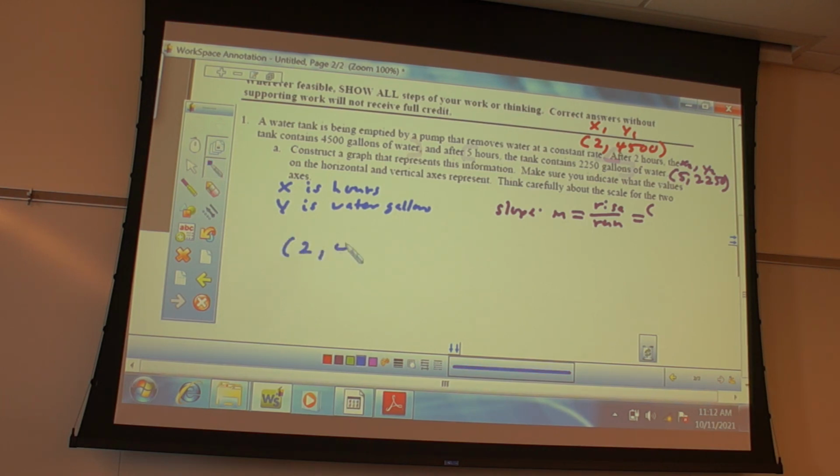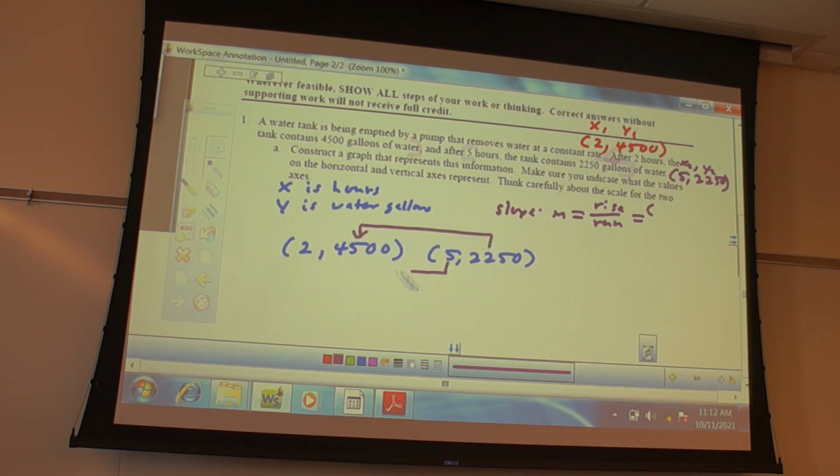2 comma 4,500, that's my first point. And I write my second point, 5 comma 2250. And then it's the y's over the x's. So we can do it like this if you want: this one on top, minus that one on the bottom. So it's going to be 2250 minus 4,500 on top, 5 minus 2 on the bottom.